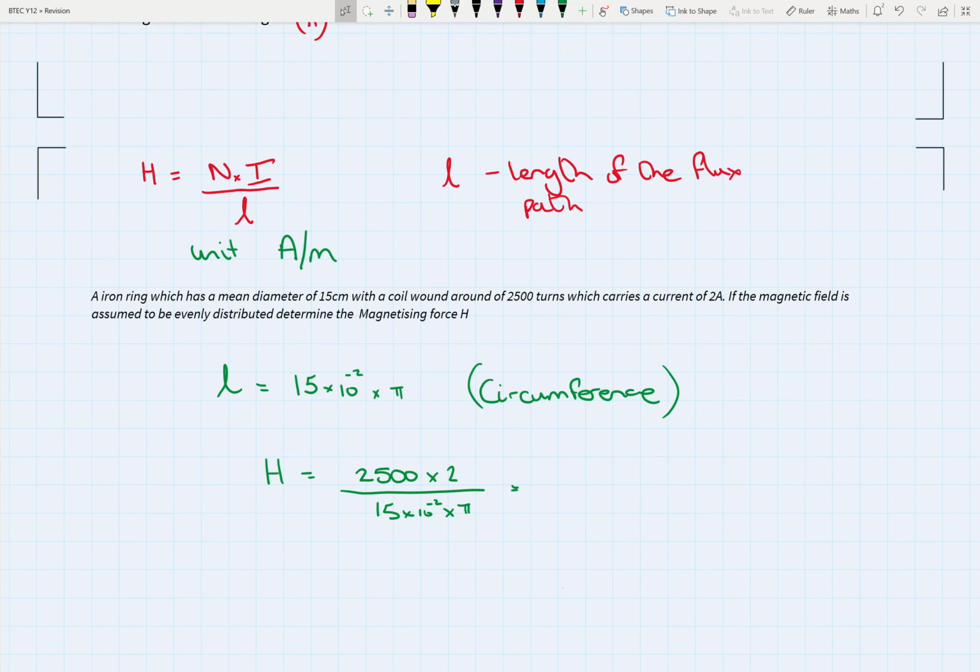So we get an answer of 10,610 ampere meters. Some of you might be looking at this and going, well, that looks a bit clumsy, rather than writing 15 pi times 10 to the minus 2. But if you try and type that into the calculator, it won't work. 15 times 10 to the minus 2 times pi will work if you type that into the calculator. That's why I wrote it that way around.